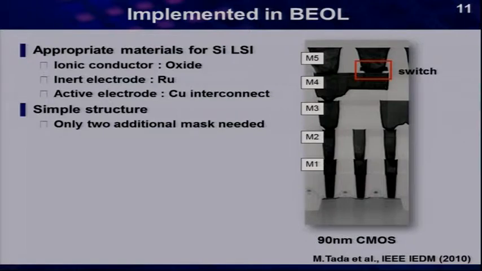This is a TEM image of atom switch integrated in copper interconnect. The oxide ionic conductor is sandwiched between copper and ruthenium electrode. In order to reduce the process steps, copper interconnection is used for active electrode. We only need 2 additional masks to form atom switch. One mask is for opening the cover on the copper interconnect. The other mask is for etching the switch stack.